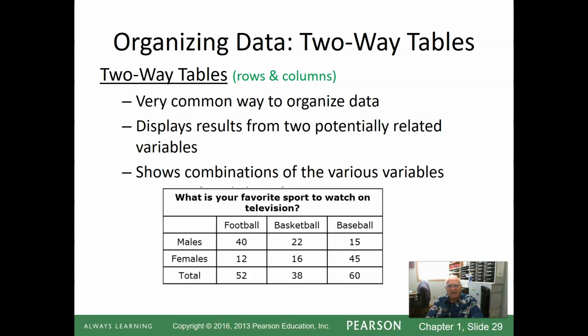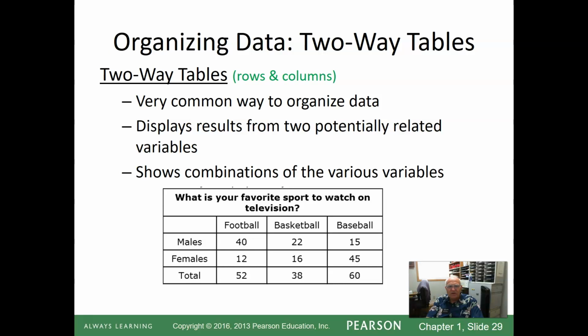So here we're counting up the number of people that like football as their favorite sport to watch on TV, the number that like basketball, and then the number that like baseball, and then whether they are males or females, and then we've got the total numbers at the bottom. So you see that there were 52 that preferred football, 38 that preferred basketball, and 60 that preferred baseball, and then you see the males and females in each of those groups.